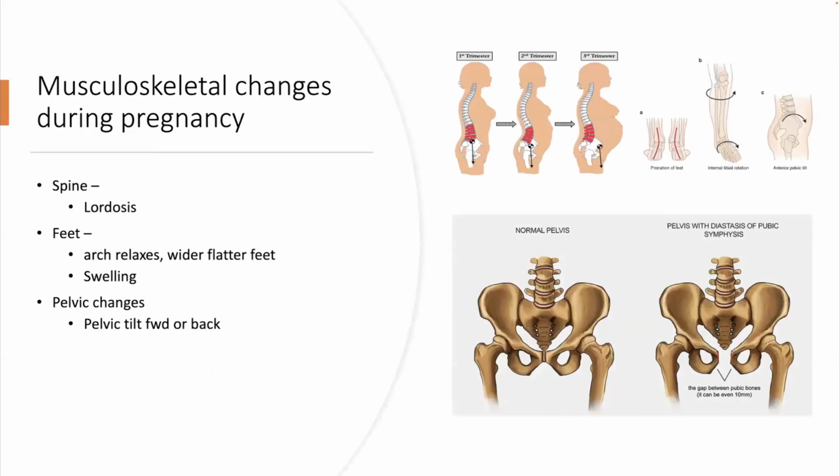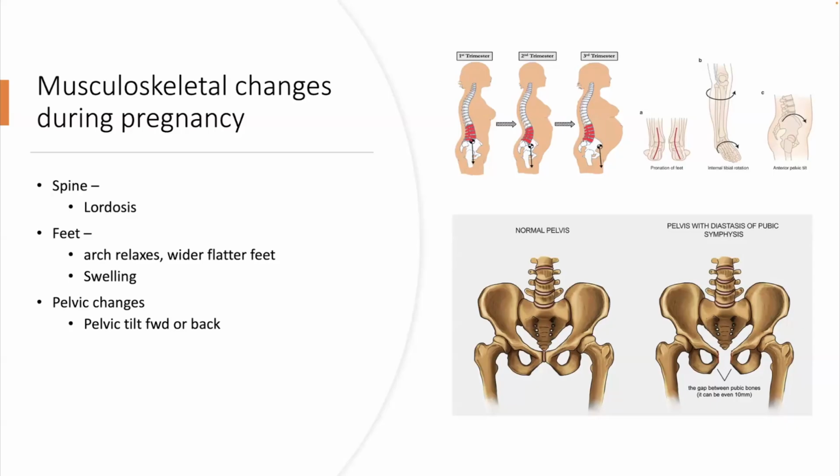So what are some of the other musculoskeletal changes? Again, things that we mostly know to look for. The change in the lordosis in the spine, that increases obviously as the trimesters go on, and then we start to see an anterior, forward tilt in the pelvis. Sometimes you'll see a little bit of a posterior tilt, but something else I've run into, especially with my runners, is the feet change.